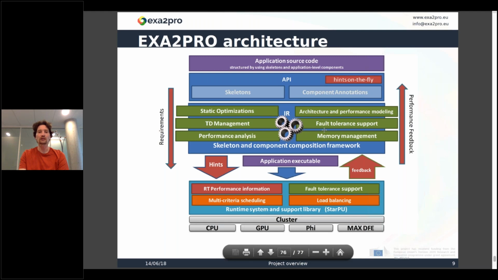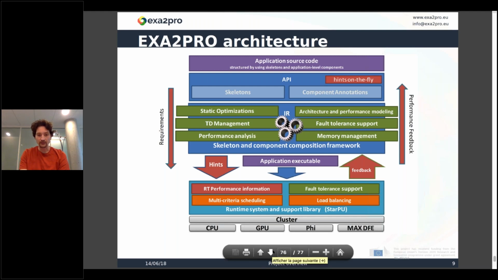So yes, a clever infrastructure here that generates the executable and then runs on the hardware through a runtime system. The target is to be able to run on CPU, GPU, Xen and also the Maxeler DFE hardware. Okay, so that's the global picture.